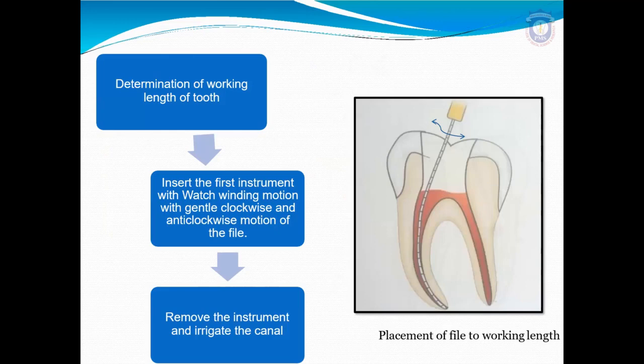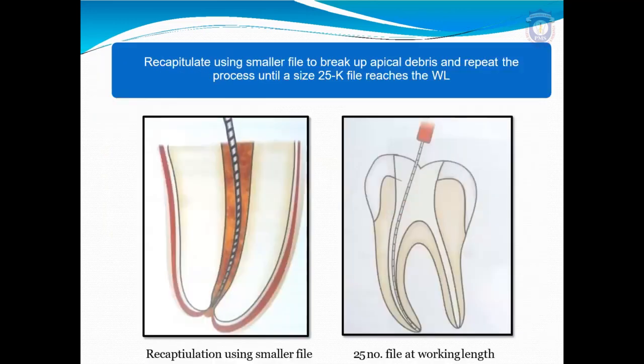First, the instrument is inserted with watch winding motion with gentle clockwise and anti-clockwise motion of the file. Then the instrument is removed and irrigation is done. Recapitulation is done further using a smaller file to break up the apical debris and repeat the process until a size 25K file reaches the working length.